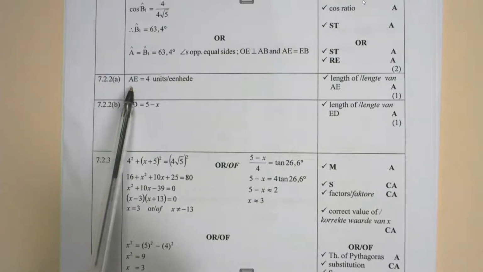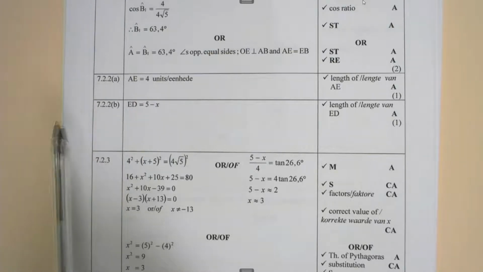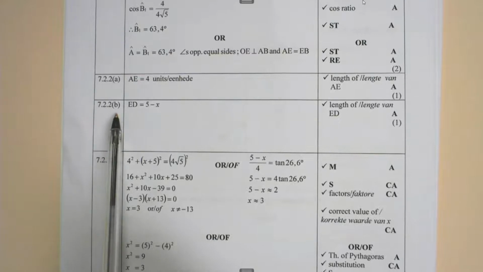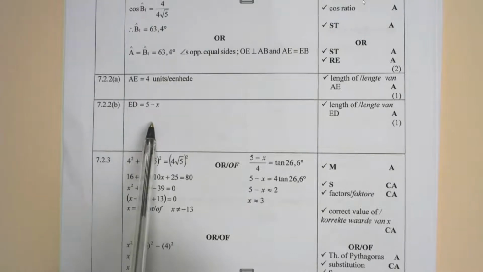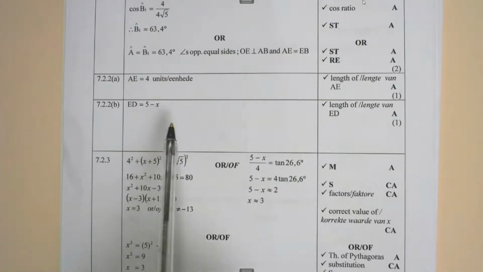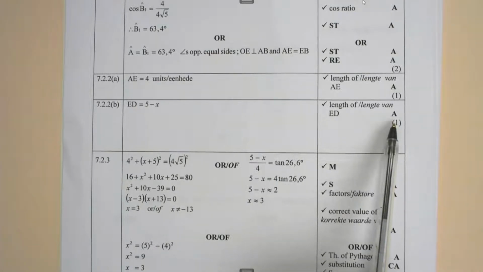And then if we look at 7.2.2a, sorry colleagues, AE will be 4 units. And then if we look at 7.2.2b, ED becomes, because they say in terms of x, the answer will now be 5 minus x. So now it is also an accuracy mark. As you can see, it is 1 mark there.